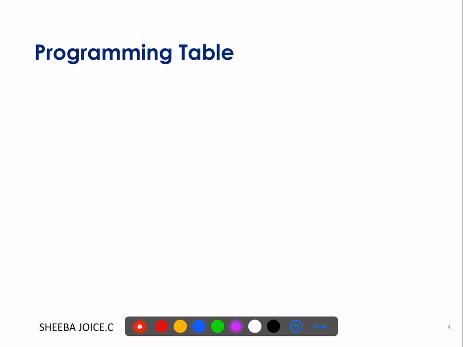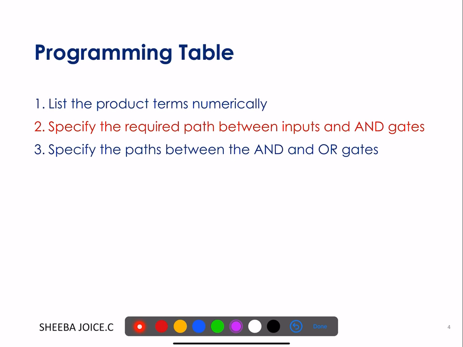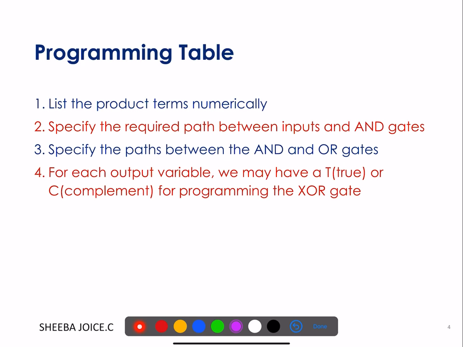These are the steps to construct a programming table. First, we need to list the product terms numerically. Then, we need to specify the required path between inputs and AND gates. Then, we need to specify the paths between the AND and OR gates. And for each output variable, we may have a true or a complement for programming the XOR gate.